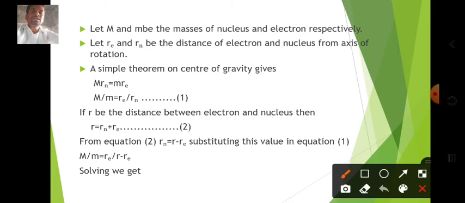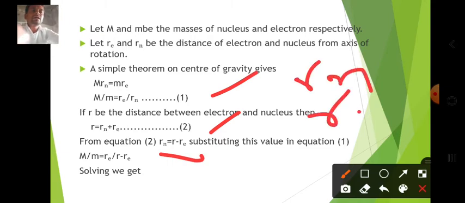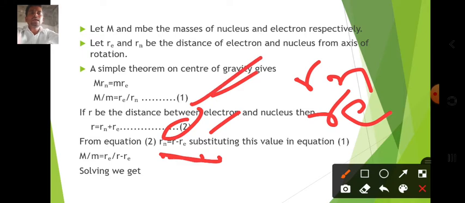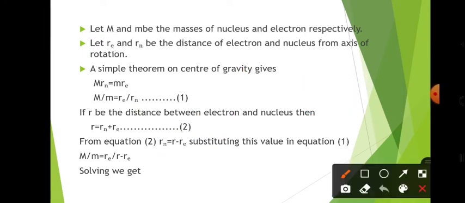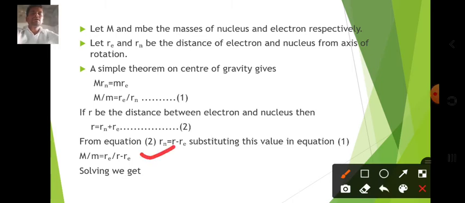Call these equation 1 and equation 2. We have to calculate the Rn and Re values. From equation 2 I have written Rn like this. Substitute this Rn value in equation 1. By solving this, we get the Re value.